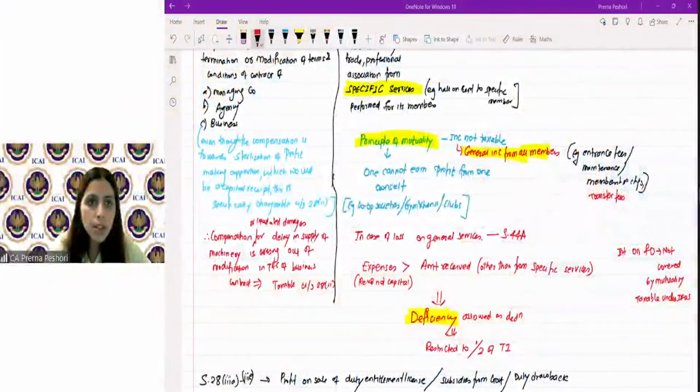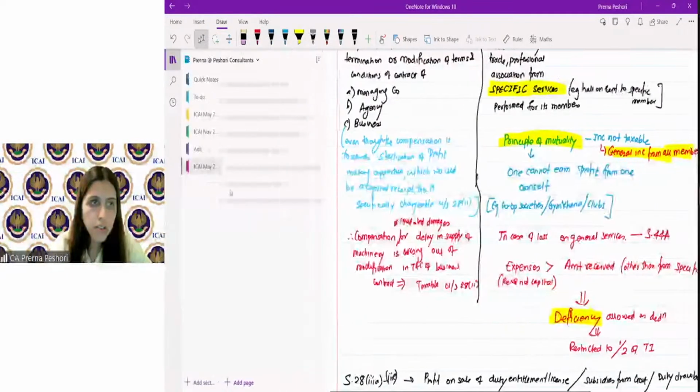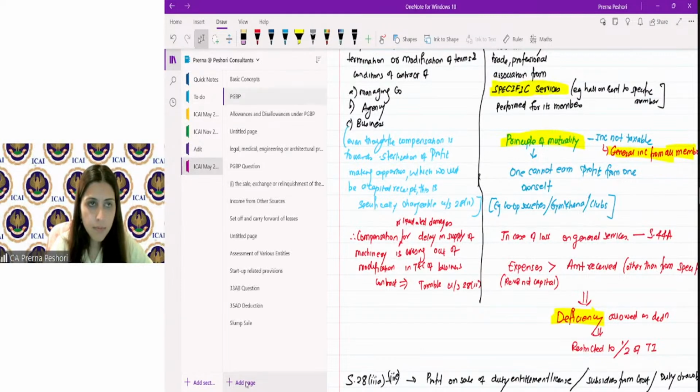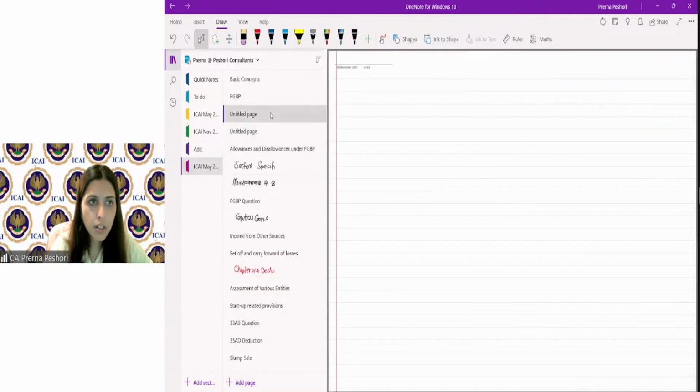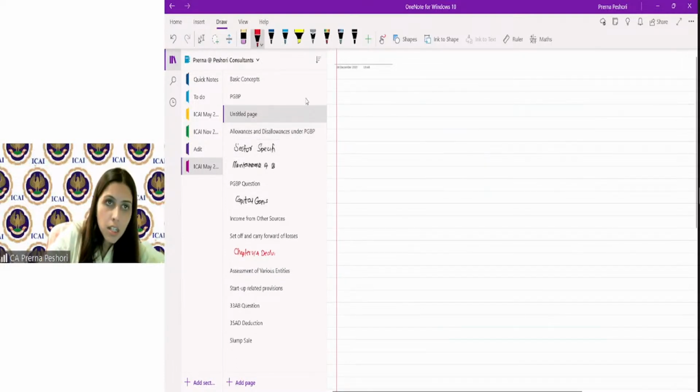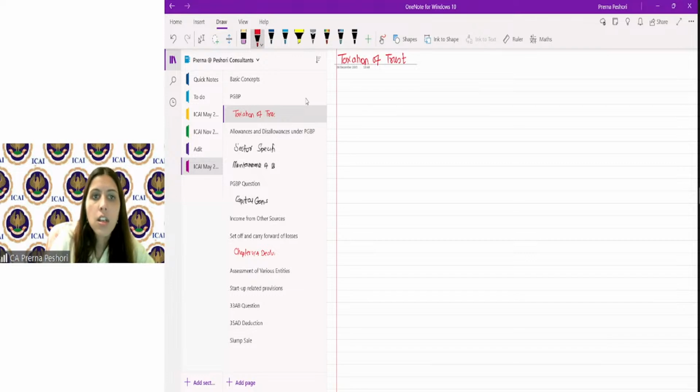Students, let's proceed with the new topic. Write down taxation of trust. Let's write the new topic. The taxation of trust. Now, under this topic, students, under the taxation of trust, we are going to cover different categories of trust.